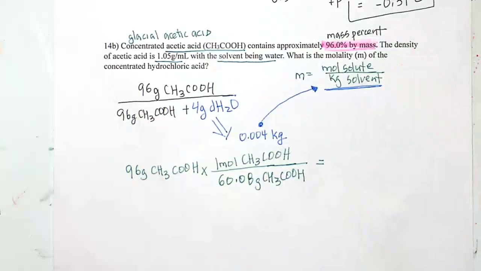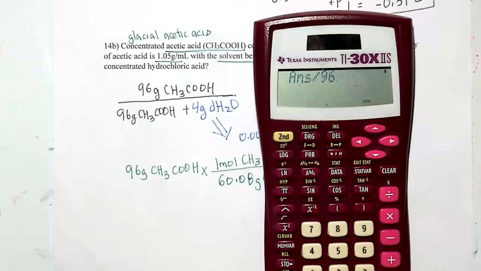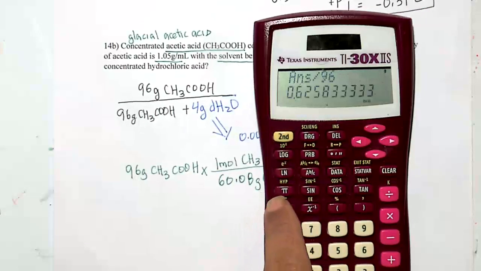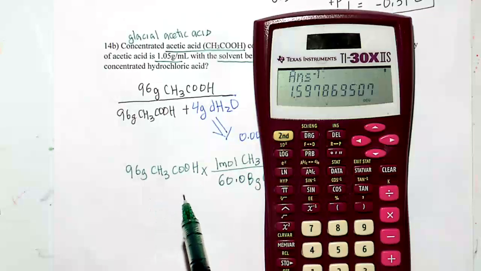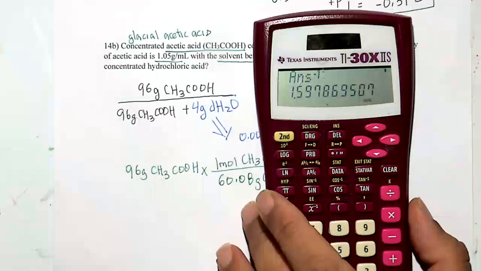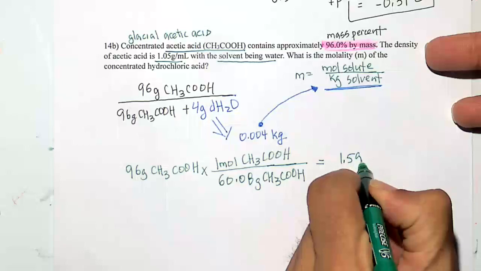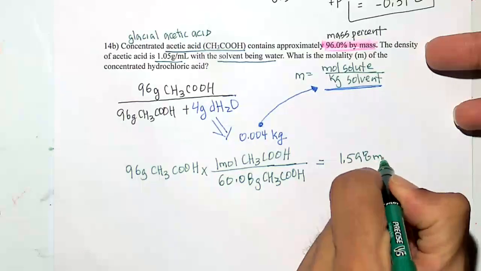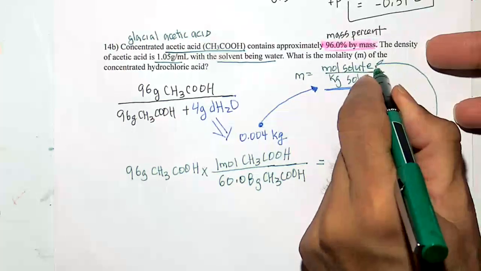The grams cancel. 96 divided by 60.08 is 1.598 moles, something like that. You guys getting that? 1.598 moles. And we'll put that over here.